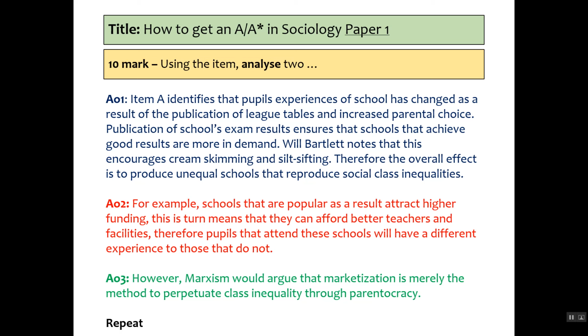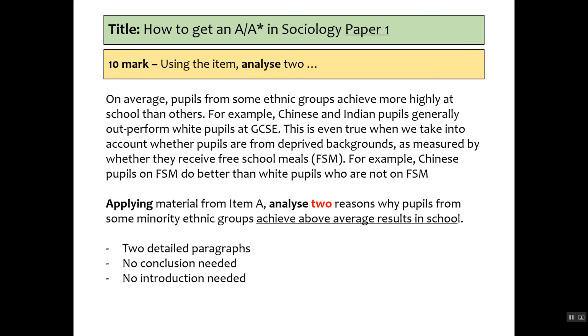My AO3, I could choose to criticise this by saying that in inner London, schools that have higher ratings of EAL or FSM get more funding because of that. But I've chosen to go down the route of Marxism. Marxism would argue that marketisation, which is choice, is merely the method to perpetuate class inequality through parentocracy, that the choice of a parent is false. 10 out of 10.